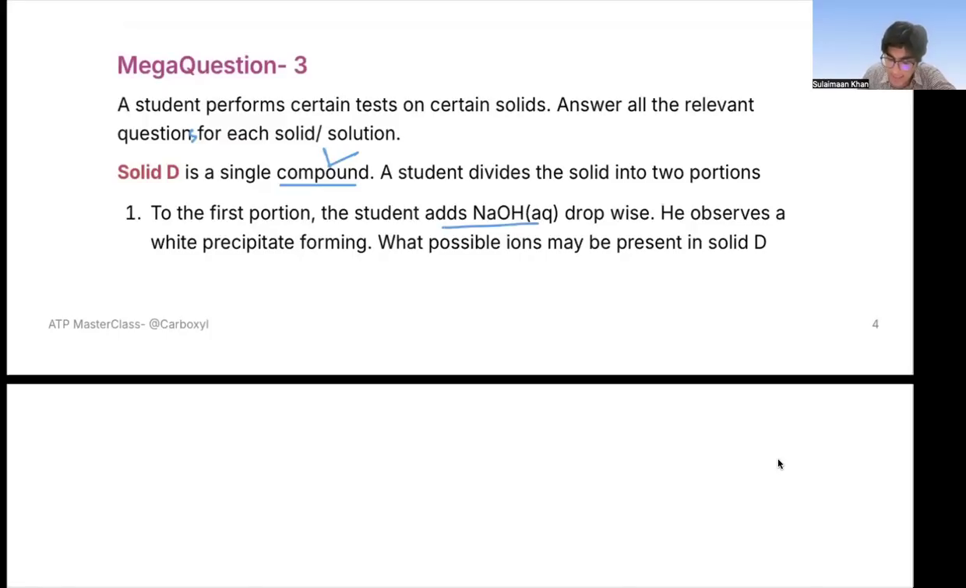So when he adds NaOH drop by drop, if it's a white precipitate, that confirms it's aluminum ion, calcium ion, and zinc ion. Let me write zinc first. So these can be the three potential ions, zinc ion, aluminum ion and calcium 2+, because you know that they give you white PPTs. Done.